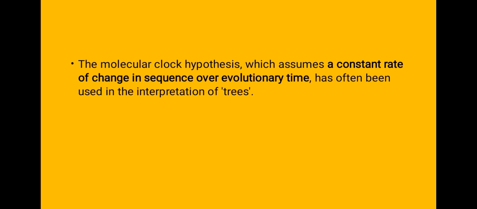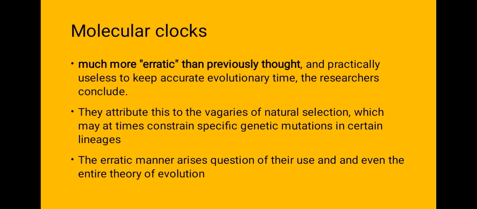It has often been used in the interpretation of trees. Then, the molecular clock is much more hierarchic than previously thought and practically useless to keep accurate evolutionary time, and researchers conclude they attribute this to the vagaries of natural selection, which may at times constrain specific genetic mutations in certain lineages. The erratic manner raises questions of its use and even of the entire theory of evolution.